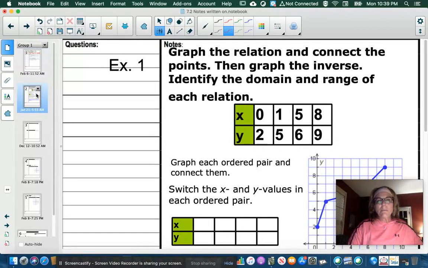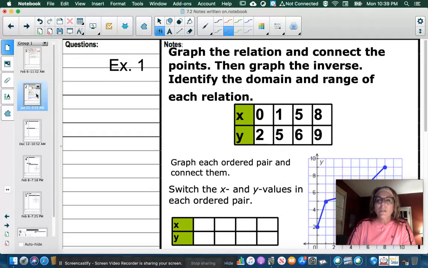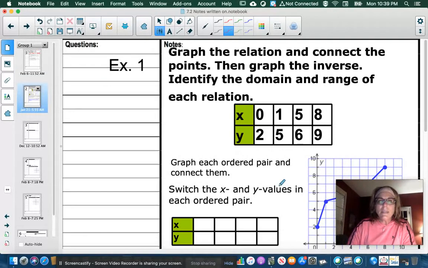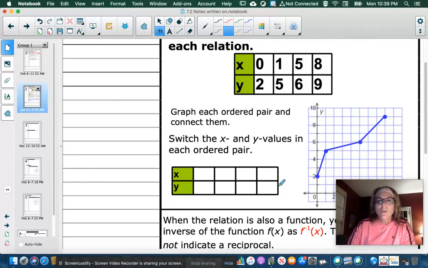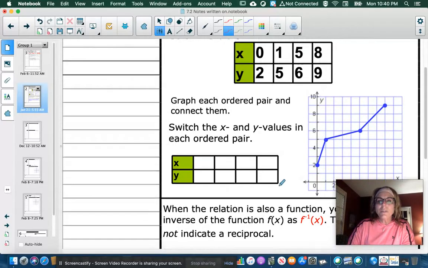So here's an example. Graph the relation and connect the points. Then graph the inverse. Identify the domain and range of each relation. So as you can see here, we graphed each of the points ahead of time.